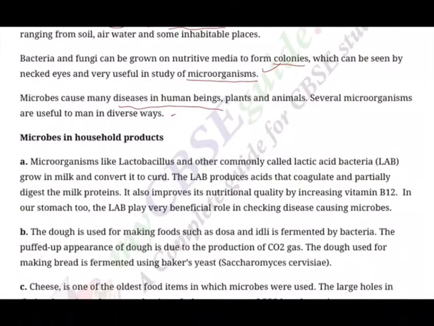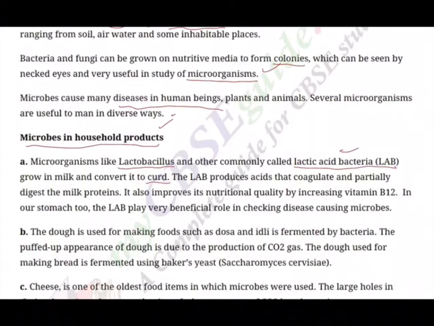So how are microbes useful in household products? First one, of course very common, that we are all seeing every day, is when we eat curd. We understand that the very formation of curd is because of a microbe, thanks to a bacteria called lactobacillus. So microorganisms like lactobacillus and others, commonly called LAB, where LAB is the expansion for lactic acid bacteria, grow in milk and convert milk into curd.